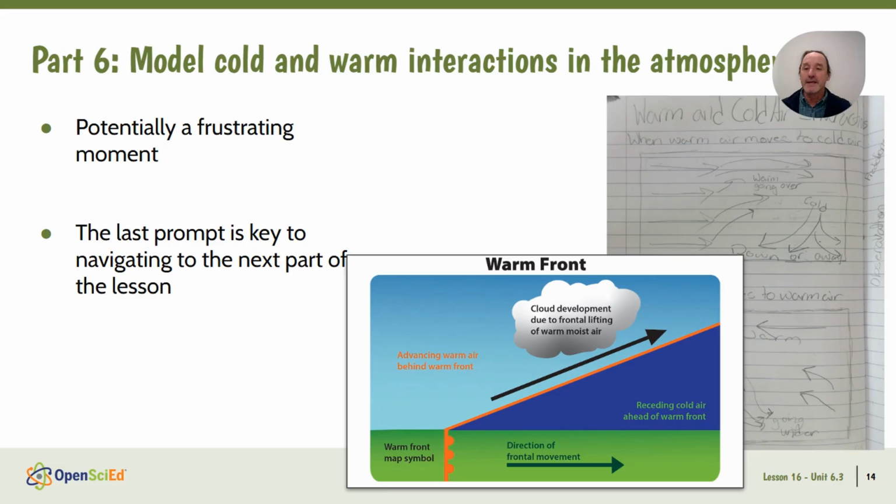As you begin day two, this is potentially a bit of a frustrating sequence. There's a set of images that show an idealized version of what a warm front looks like when it runs into a cold front, and what a cold front looks like when it runs into a warm front. They make some models on their own first, and then all of a sudden you unveil these images for them, and they're like, "Why didn't you just show us this before?"